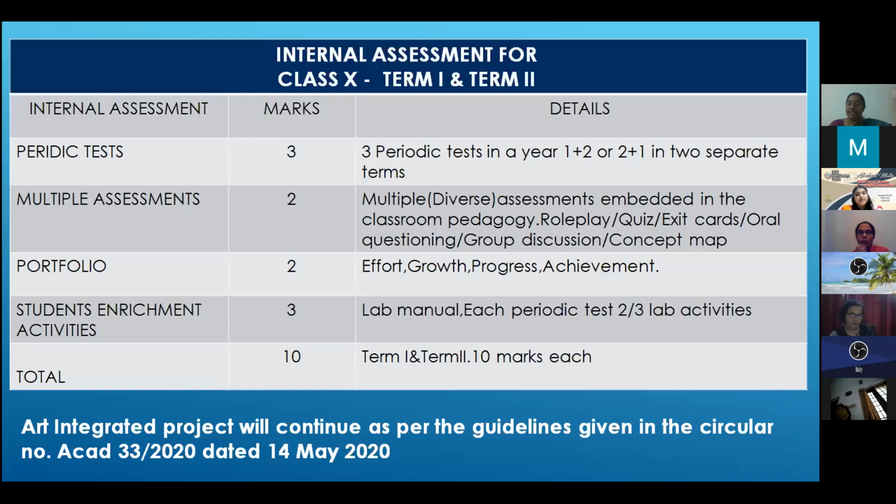That means PT1 and PT2 can be in the first term and PT3 in the second term, or PT1 in the first term and PT2 and PT3 in the second term. That we can decide according to our convenience. How to take the marks given separately? Previously, all the PTs together, we used to take the average of the best two. But this time they haven't specified it clearly. That's why let us wait. If there is any clarification, we can move accordingly. Otherwise, I think we will be allowed to take the best.